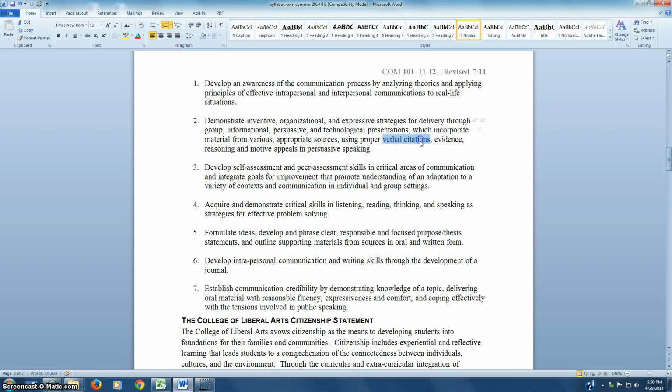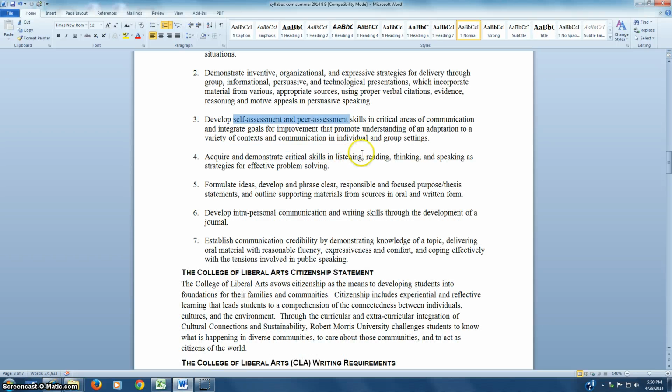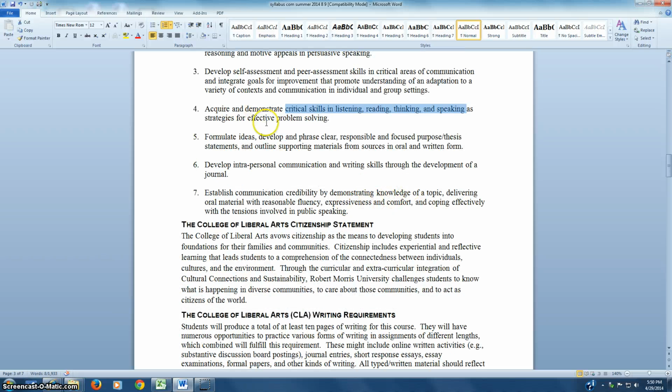The idea of, whenever possible, verbally citing where you've gotten information from is paramount to cover oneself and preserve good ethos. You'll also be developing peer assessment and self-assessment skills as we do the different speeches. You'll be a part of assessing and providing information to other students in the class. Critical thinking skills in listening, reading, thinking, and speaking as effective problem-solving strategies.